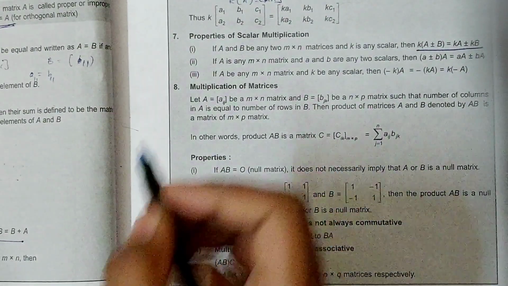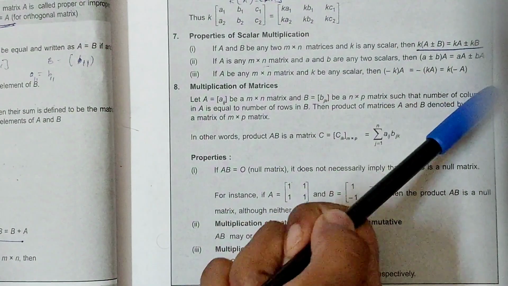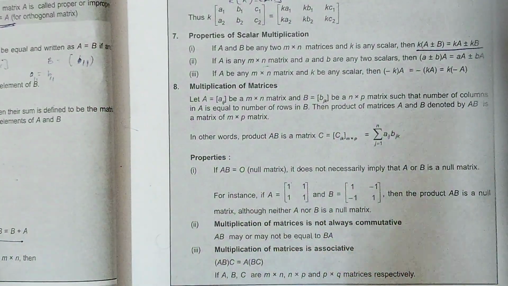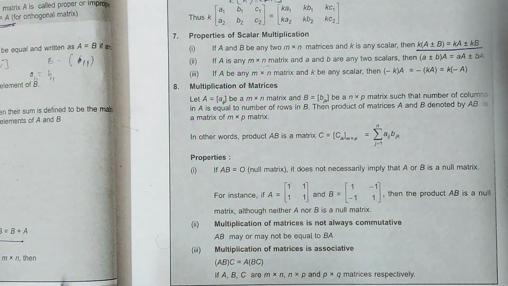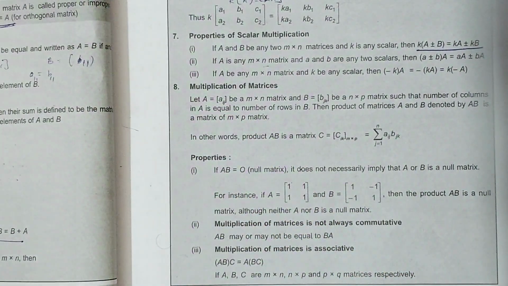Now it must be visible. So if A is any m into n matrix and α, β are two scalars, then this holds. Basically you're just multiplying a scalar to the matrix. It's very simple. Multiplication of matrices.